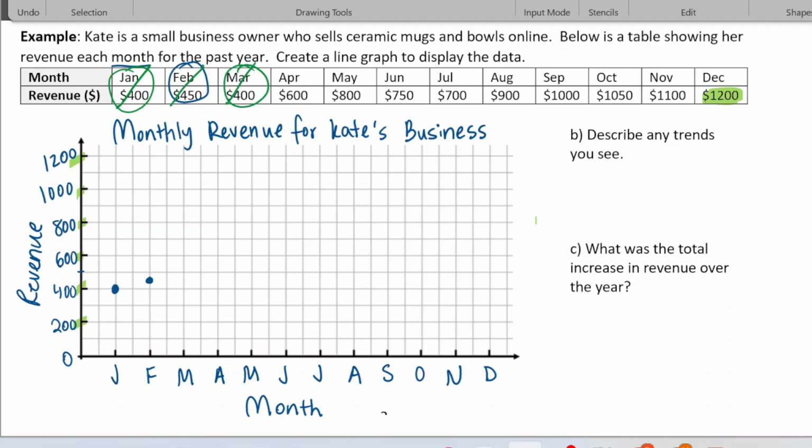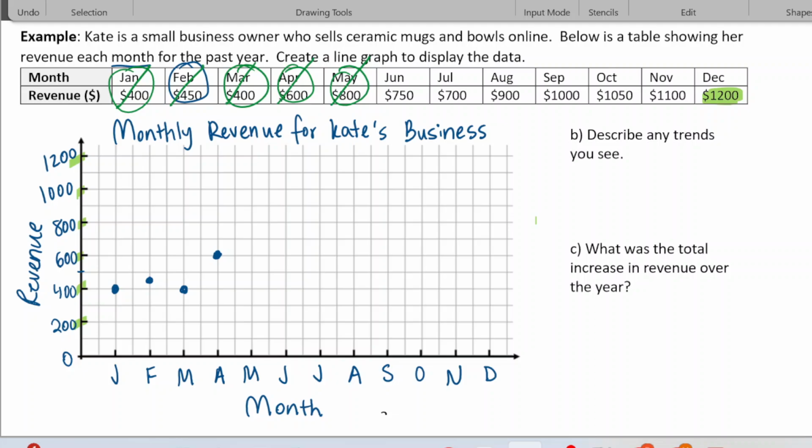March, 400. Okay, let's put that here, right at 400. Done. April, 600. Okay, let's go up to 600. Okay, that's done. 750 for June. Okay, so I have to go halfway between 700 and 800. So 700 is this line, 800 is this line, so I'm halfway between those two. Okay, June.